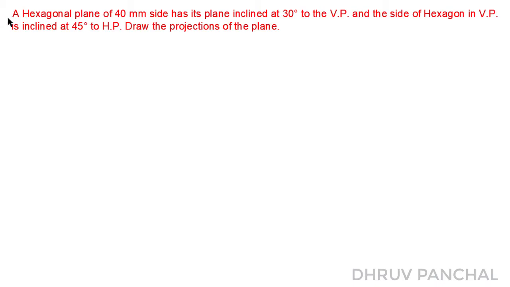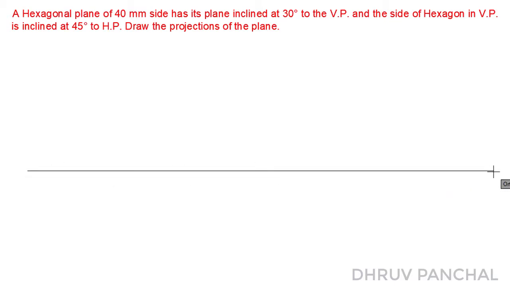So here it is, our data for the problem. A hexagonal plane of 40 mm side has its plane inclined at 30 degrees to the vertical plane, and the side of the hexagon in the vertical plane is inclined at 45 degrees to the horizontal plane. Draw the projection of the plane.